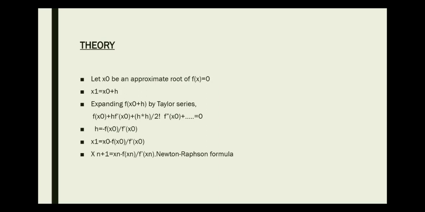The theory behind this program is the Newton-Raphson method. This method is generally used to improve the result obtained by other methods to get roots. Let x0 be an approximate root of f(x) = 0 and let x1 = x0 + h be the correct root, so that f(x1) = 0. Expanding f(x0 + h) by Taylor series, f(x0) + h f'(x0) + h squared by 2 factorial f''(x0) + etc. = 0.